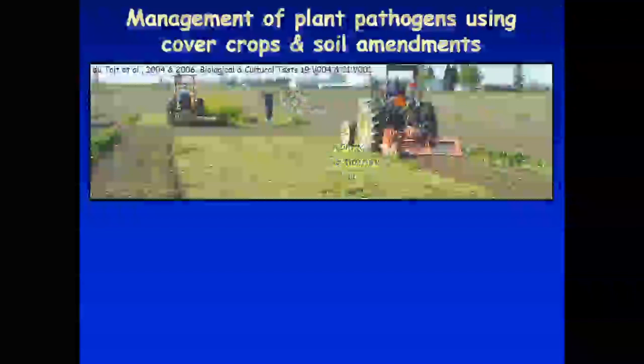So we've done some research looking at mustard cover crops. This is a trial we did back in the early to mid-2000s for 3 years, looking at if mustards could be grown and incorporated to help provide that biofumigant effect to reduce inoculum. And they certainly do reduce inoculum.